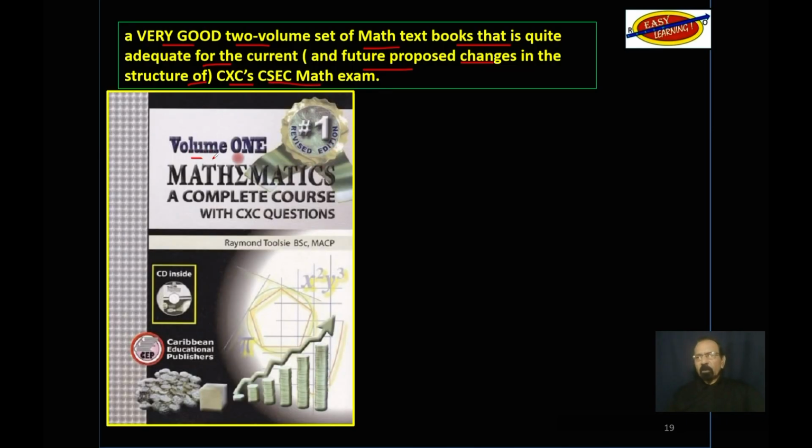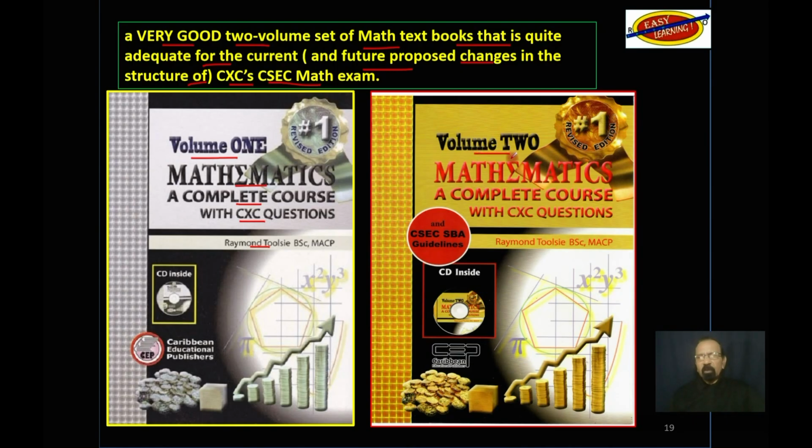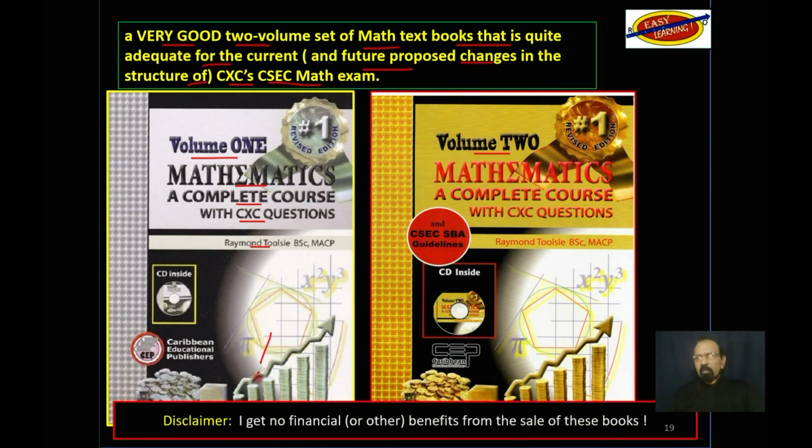This is a picture of Volume 1, Mathematics, a Complete Course with CXC Questions by Raymond Tulsi. And this is a picture of Volume 2. Please note this disclaimer down here. I get no financial or other benefits from the sale of these books.